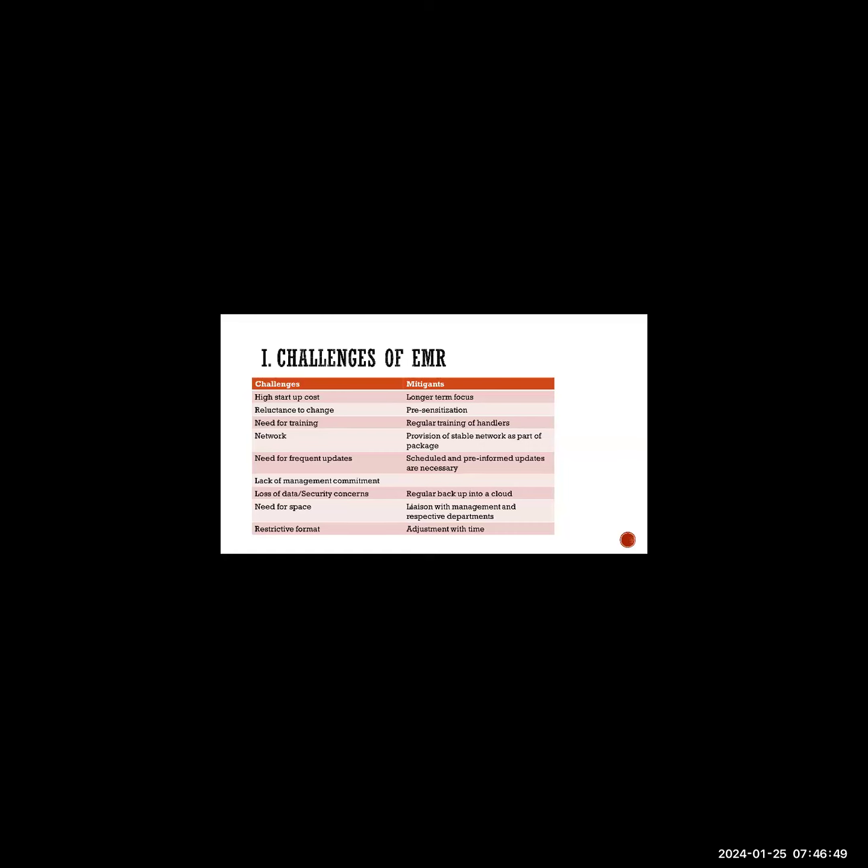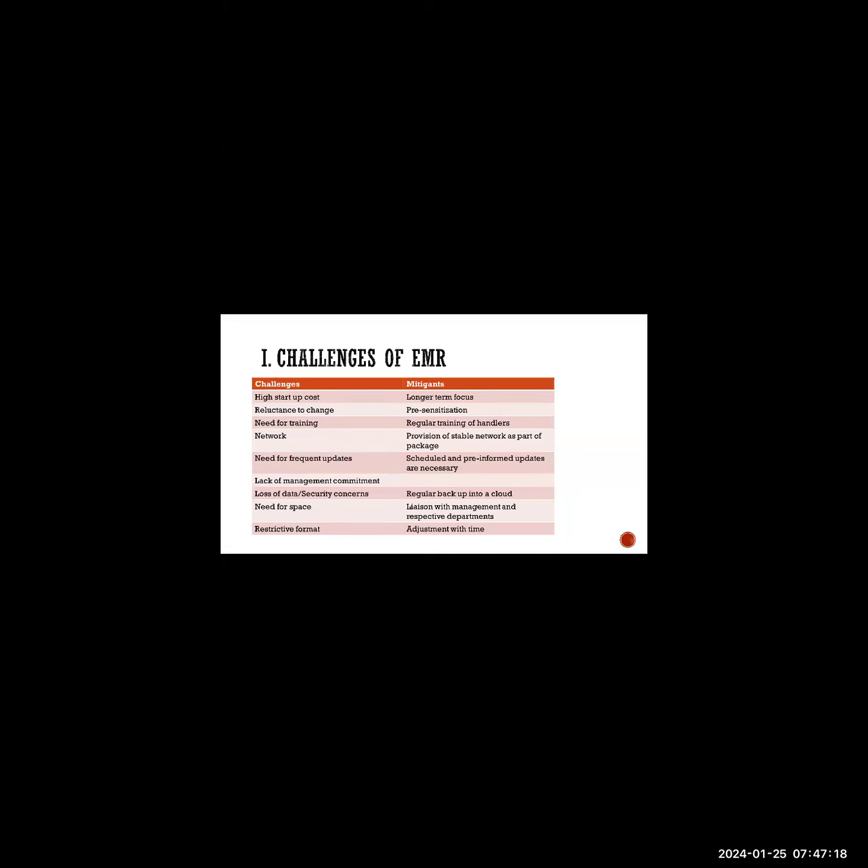Then the reluctance to change on the part of the healthcare workers that may be using it. Usually there would be a need for pre-sensitization before the electronic medical record is put to use, and then training, which is my next point. There is a requirement for training for handling the electronic medical record in most cases before its use is started.